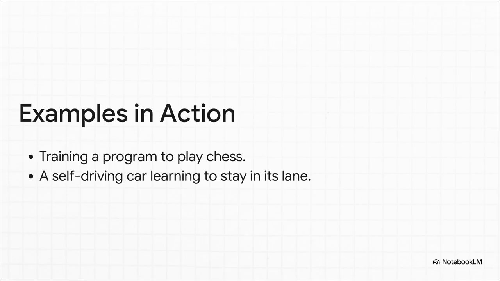This is the secret sauce behind some truly mind-blowing stuff. It's how AI programs mastered incredibly complex games like chess by just playing against themselves millions and millions of times. And it's also how a self-driving car learns to stay in its lane. Every moment it drives correctly, it gets a tiny reward, teaching it the best way to drive safely.